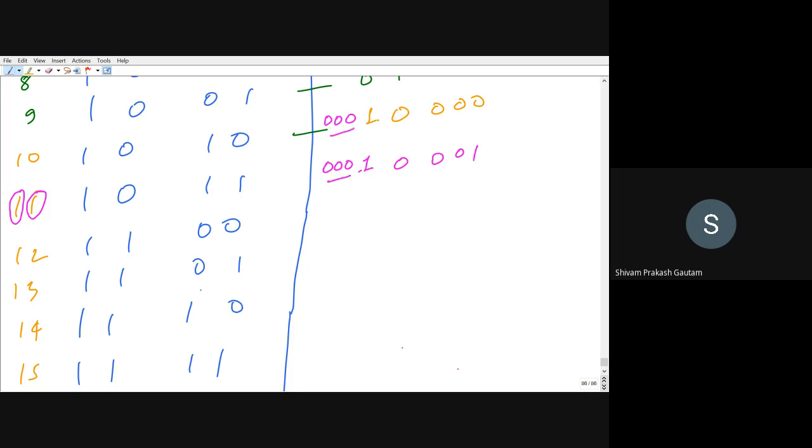Now 12 can be represented by 2 as 0 0 1 0, and 1 as 1, and we can put 0 as well if you want. Now 13: 3 can be represented by 0 0 1 1, and 1 can be represented by 0 0 0 1. 14: 4 can be represented by 0 1 0 0, and 1 can be represented by 0 0 0 1.